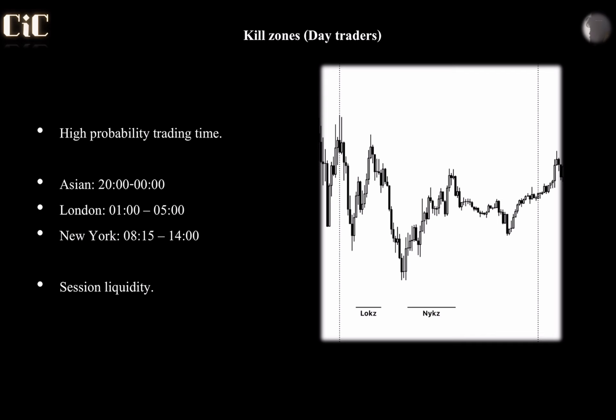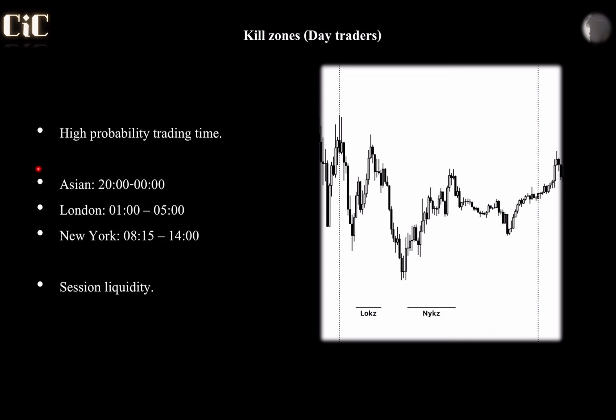Kill zones only apply to day traders, and also apply to the weekly candle trader when trying to catch the high or the low, because the high or the low of the week usually forms on a specific day at a specific time, usually, more often than not, during a kill zone. A kill zone basically is a high probability trading window. It's a window of time in which price moves faster.